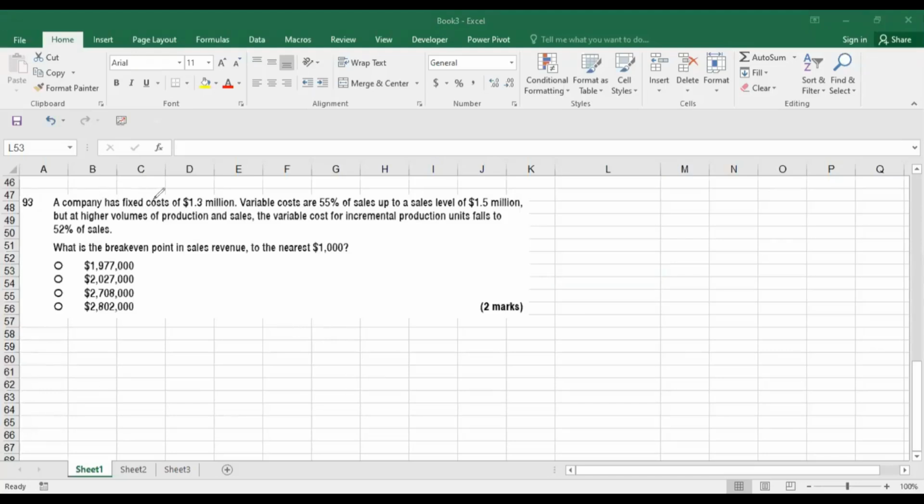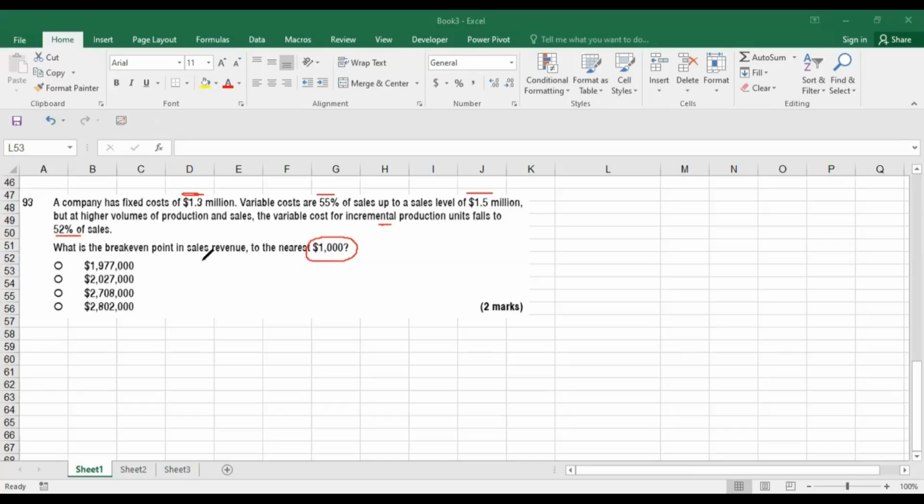It says that a company has fixed costs of 1.3 million. Variable costs are 55% of sales up to a sales level of 1.5 million, which means that until 1.5 million, variable costs are 55%, so your contribution is 45%. But at higher volumes of production and sales, the variable cost for additional production units falls to 52% of sales. So variable costs go down, maybe because you are getting some volume discounts. What is the break-even point in sales revenue to the nearest $1,000?